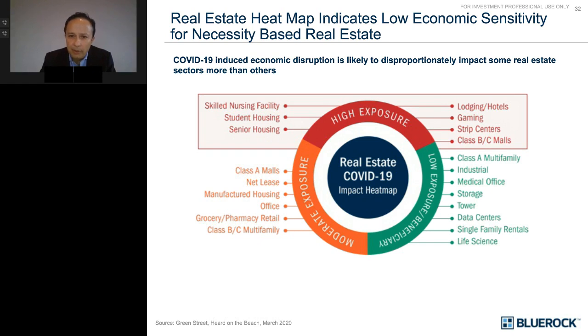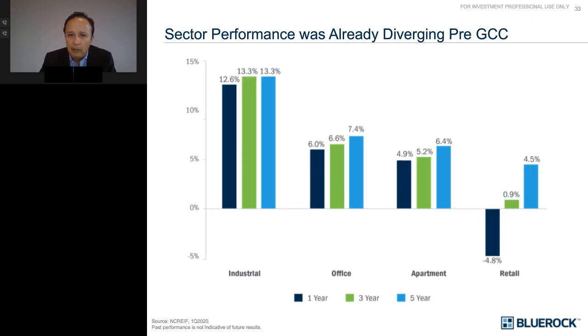Lodging, hotels, gaming, strip centers, B and C malls. We think student housing, senior housing, skilled nursing have significant risk in them. You've got the moderate exposure stuff and then the low exposure beneficiary, which is multifamily, industrial, medical office, data centers, towers, life science, and so on and so forth. That's where you want to be. The sectors are already diverging. Industrial has had great tailwinds, and retail has had great headwinds, and this is just accelerating those trends.